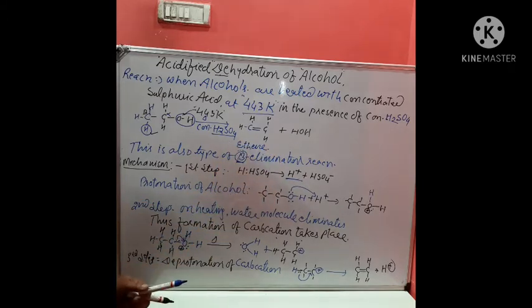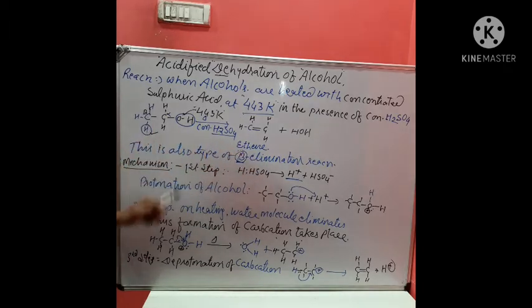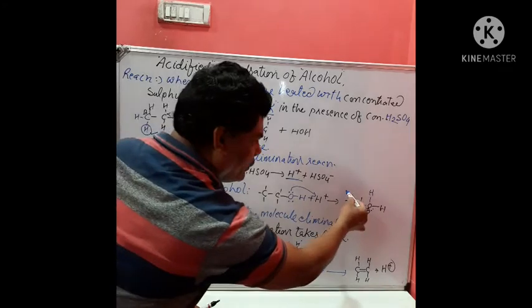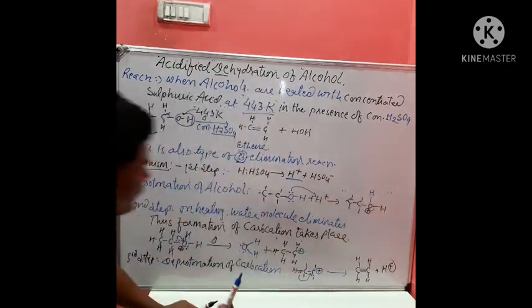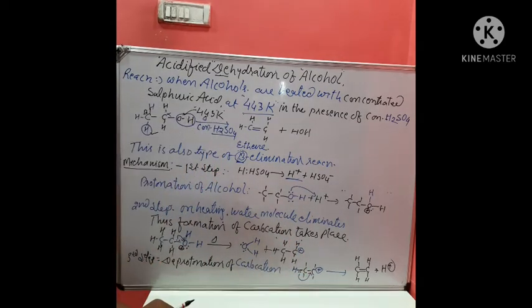Like in haloalkanes, we have checked dehydrohalogenation. Getting? The hydrogen from the beta carbon is eliminated. Similarly here, elimination from the beta carbon takes place. Now, protonation of alcohol forms protonated alcohol. This is called protonated alcohol, and protonated alcohol on heating converts into a carbocation.